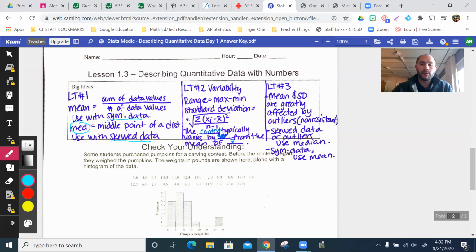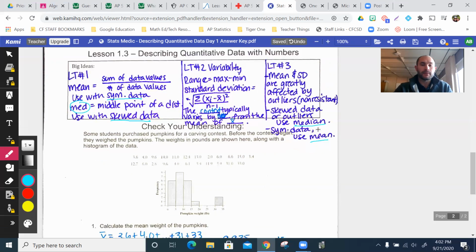So here is your summary. The mean and standard deviation are greatly affected by outliers, non-resistance. Skewed data or outliers, we should use the median. And symmetric data, we can use the mean. And the mean and median are going to be about the same for symmetric data.